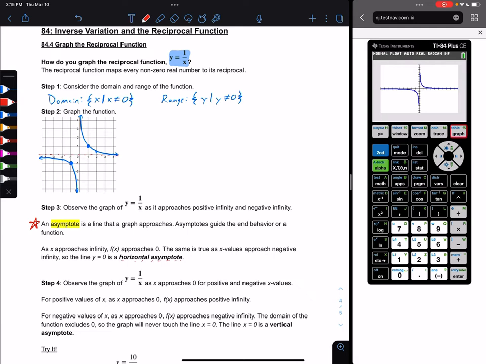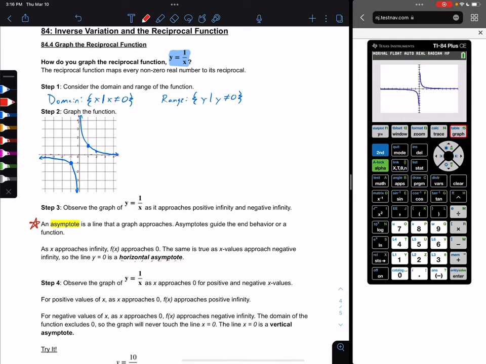Step 4, we want to observe the graph of y equals 1 over x as x approaches 0 for positive and negative x values. So as we're going closer and closer to the y-axis, so as x is getting closer and closer to 0, what's going to happen is that y is going to approach positive infinity and negative infinity. So let's get rid of that there. You have what's called a vertical asymptote.